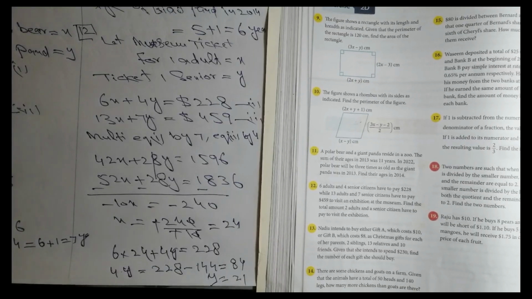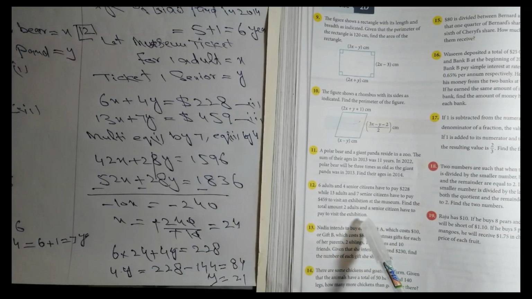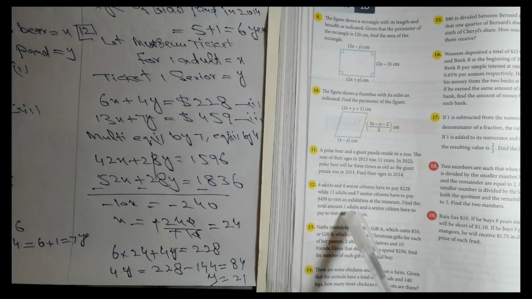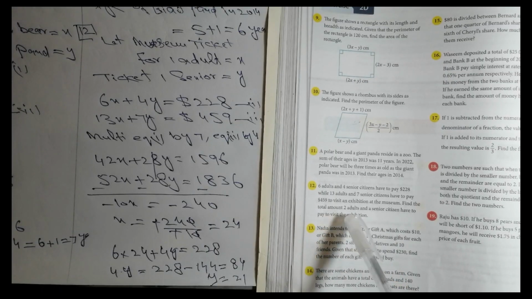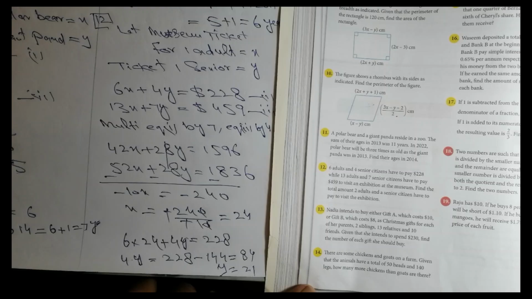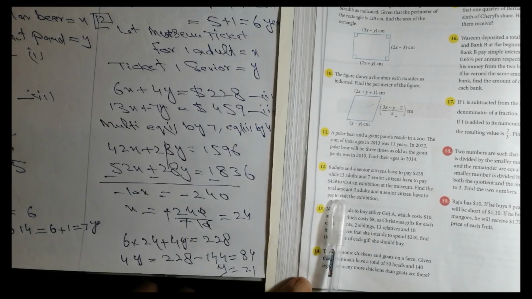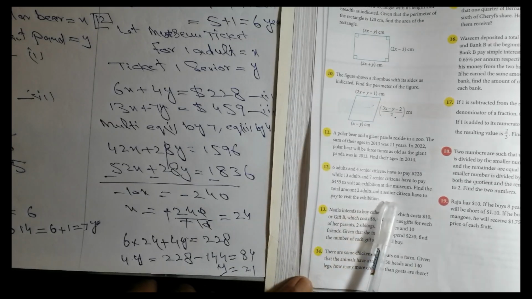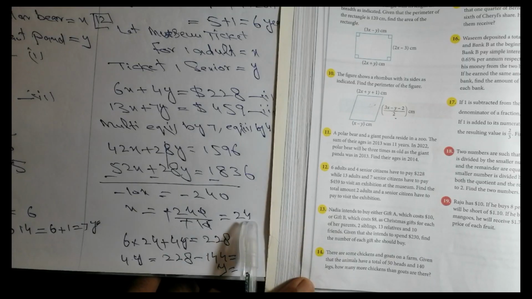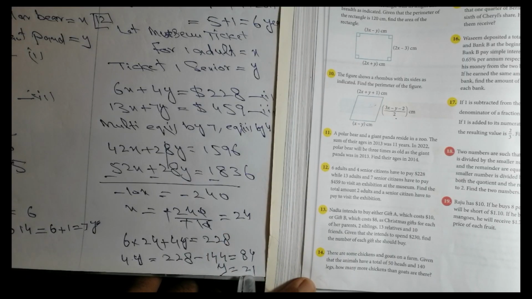21. So it is asked to find the total amount for two adults, which is 48, and for one senior, which is 21. Sorry, it is asked to find the total amount for two adults and a senior citizen. So two adults, 48 plus 21, that is $69. $69 is the answer for the total price.